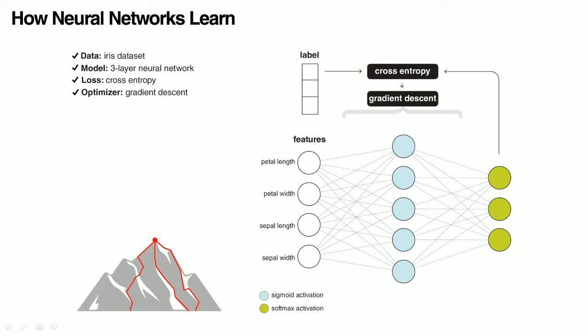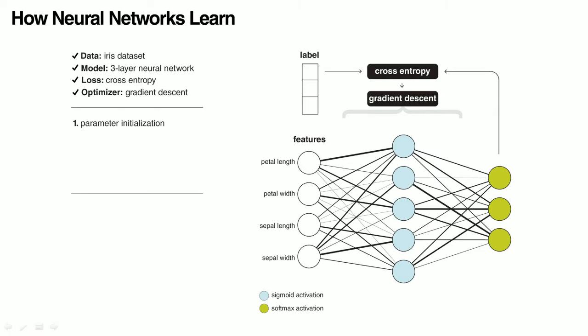And we'll see this in action as well. Now our checklist is complete. We can now start training the network. And so the first thing we need to do is randomly initialize the parameters denoted here by the connections. These are the weights and the biases in the network.